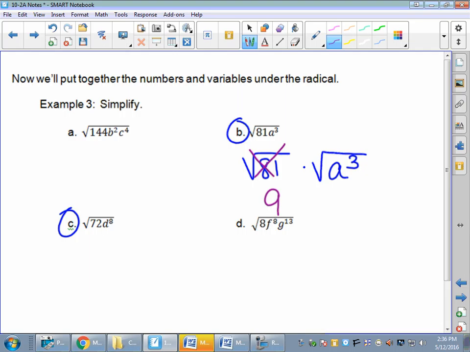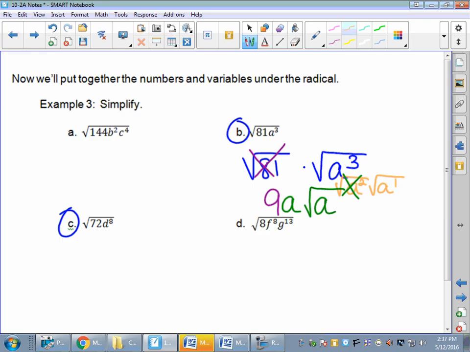Is a to the 3rd a perfect square? Let's break that up. If one of my a's is a 1, the other has to be a squared. So what's the square root of a squared? And is that going underneath the radical or in the front on the outside? And you could put it to the first power. The only thing that needs to stay left underneath the square root is an a to the 1st, or just a plain a. So my answer is 9a times the square root of a.